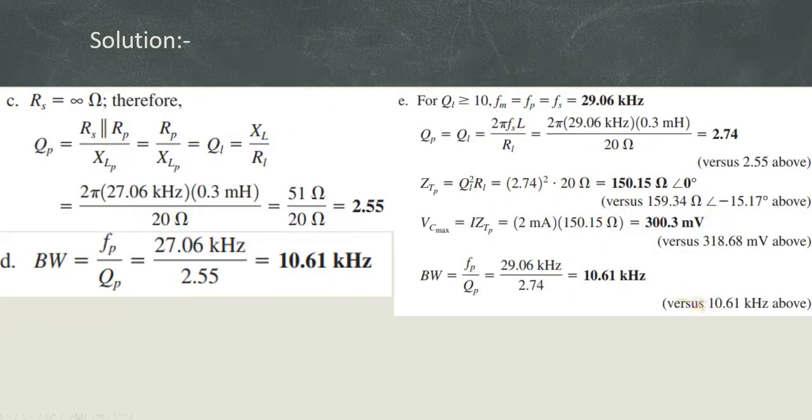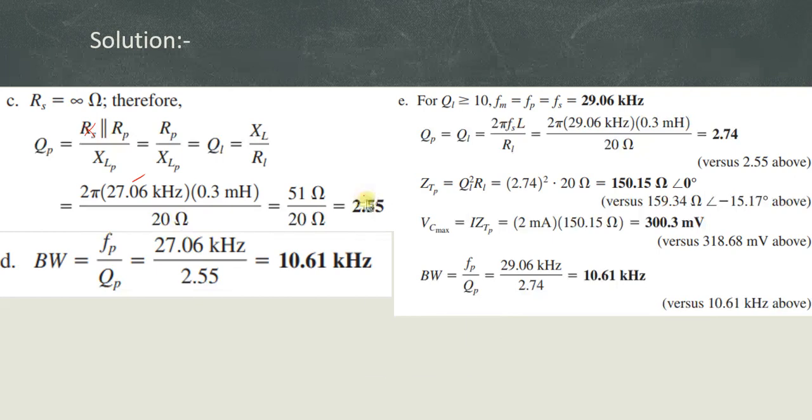Here they given the source impedance is equal to infinite, so therefore Qp equal to Rs parallel with Rp, so that Rs is neglected, so it is equal to Rp divided by XL, which is equal to QL, which is equal to XL divided by RL. We know the value of XL equal to 2 pi f into L. It is at the resonance frequency. Substitute all those values and you find out that the quality factor is 2.55.